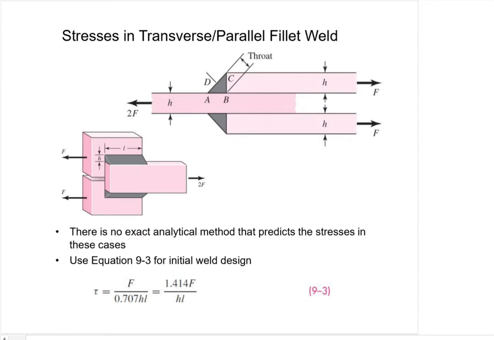This one's a little bit more complicated, stress in transverse and parallel fillet welds. So these are two different welds here. We've got the transverse and the parallel. But in either case, they're looking at the throat length as H, that width right here. They're considering that to be the throat width.